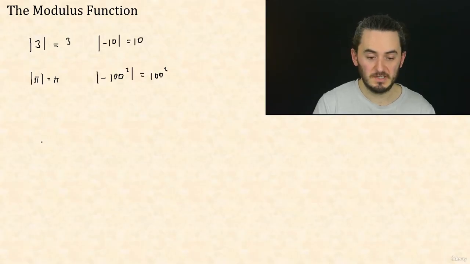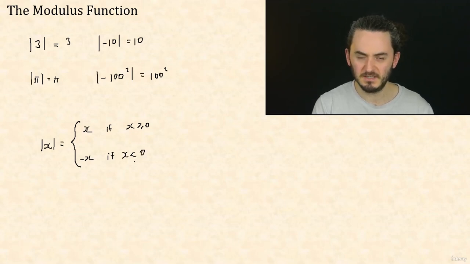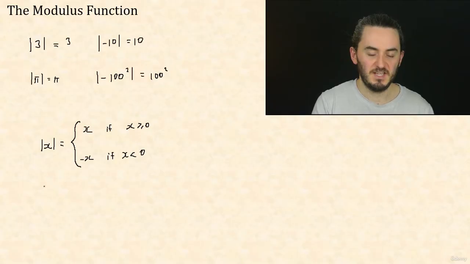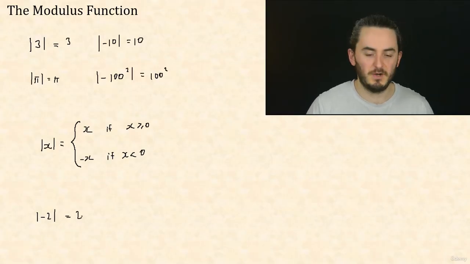You'll sometimes see it defined like this, that the modulus function is, and then we've got two options. Well, it's just x if x is greater than or equal to 0, and it's negative x if x is less than 0, which is a tad confusing, but bear with me. If you sub minus 2 into the function, for example, well, it's negative, so I do minus x, and minus minus 2 is 2. So that's one way of defining it. It's like if it's negative, multiply it by minus 1 and make it positive. So that's what the modulus function does.